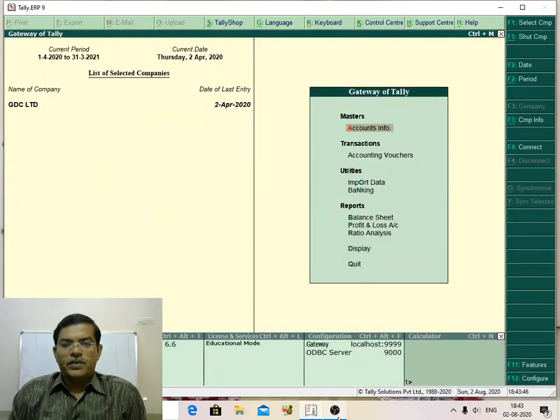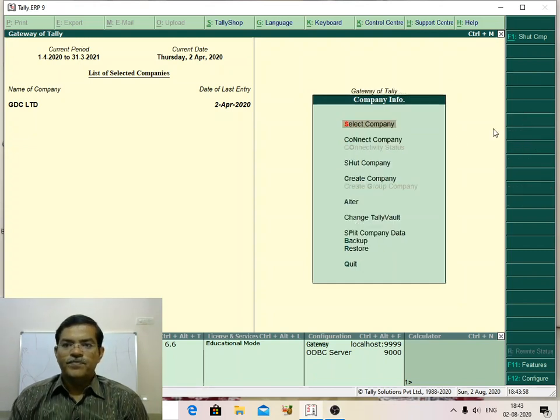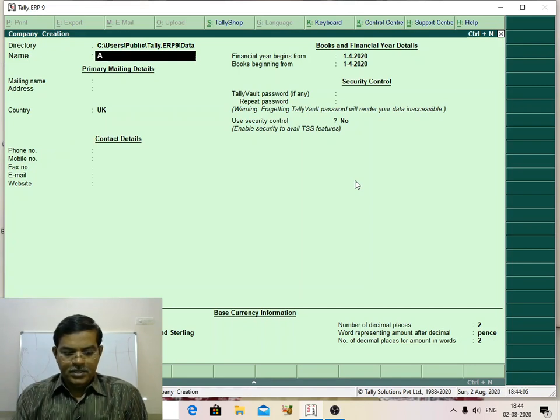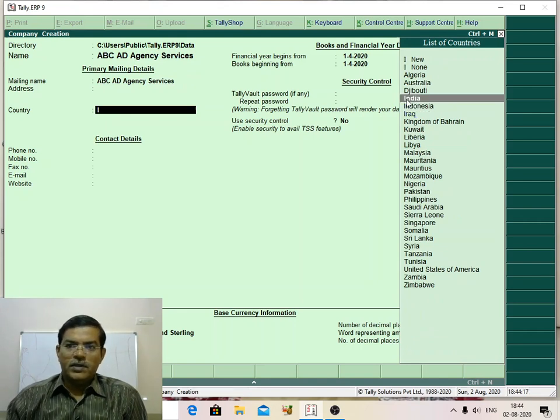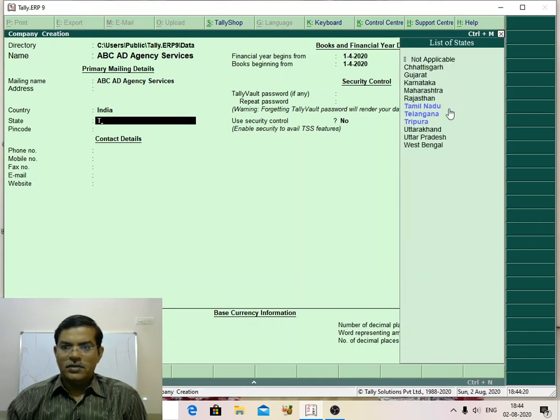Next part, how to post the transactions in Tally ERP9, service entries in GST, how we can post. First I will create one company in the name of an ad agency. The company name is ABC Ad Agency Services. The company is located in India and the state is Telangana.